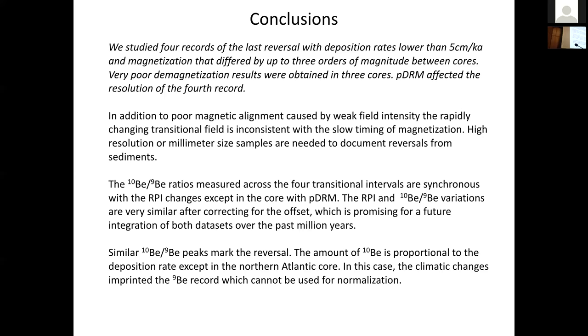I think what we are looking at is the fact that, once the dipole field has disappeared, we see during these transitional intervals a very poor alignment, which is caused by the absence of the dipole. So we have very low intensities, which is simply the result. I'm not saying that we are looking at the non-dipole condition. We are just looking at the raw intensity that results from the absence of the dipole.